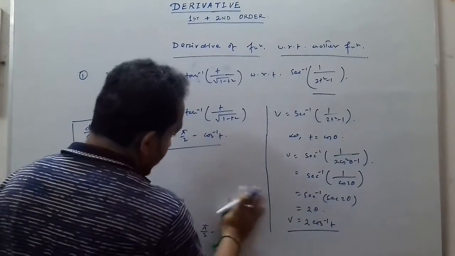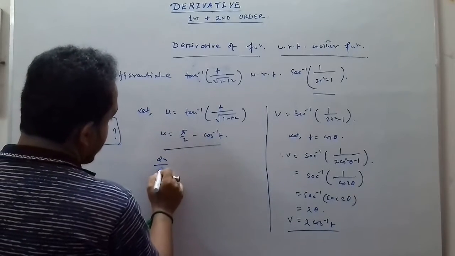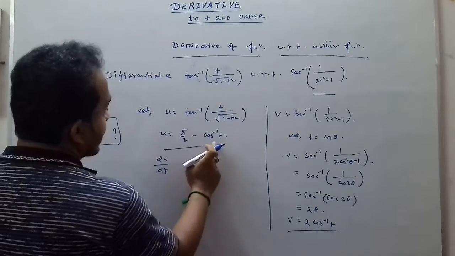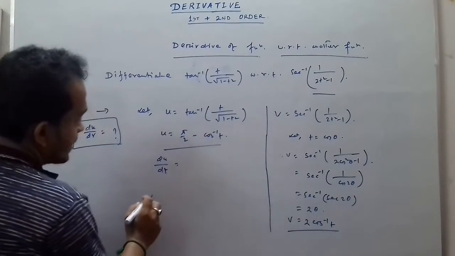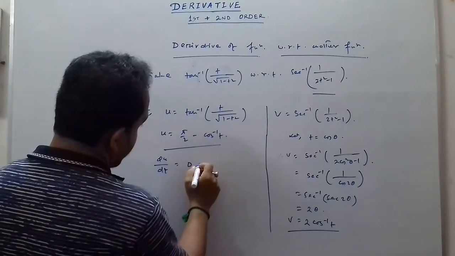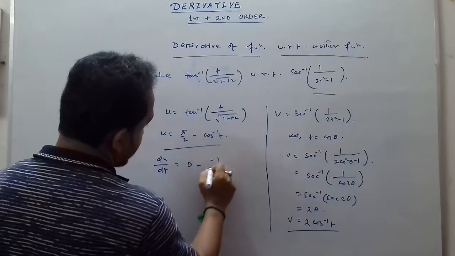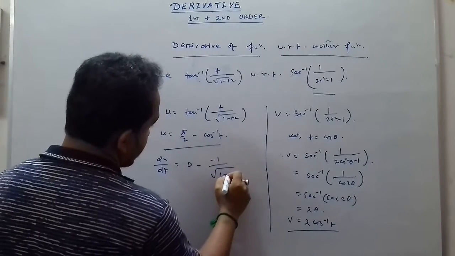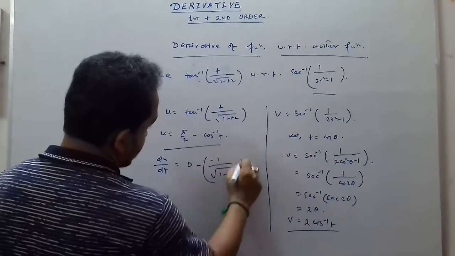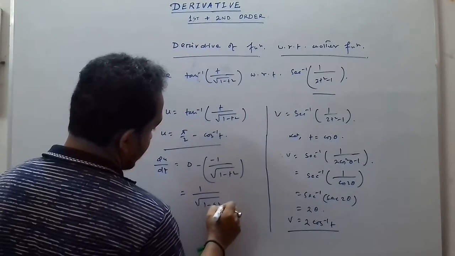Now we differentiate u with respect to t because u is a function of t. So we differentiate u with respect to t, we get the derivative of the constant equal to 0 minus the derivative of cos inverse t, which is minus 1 over root under 1 minus t square. That is, finally we get 1 over root under 1 minus t square.